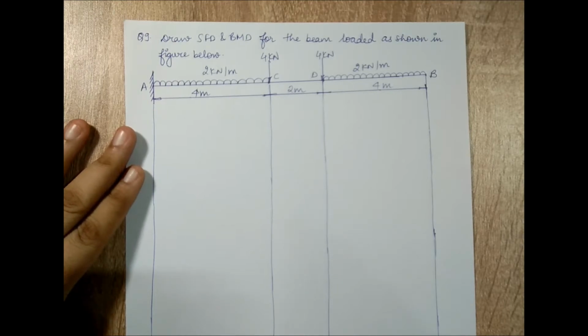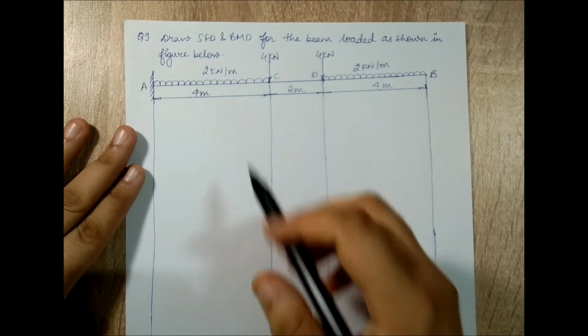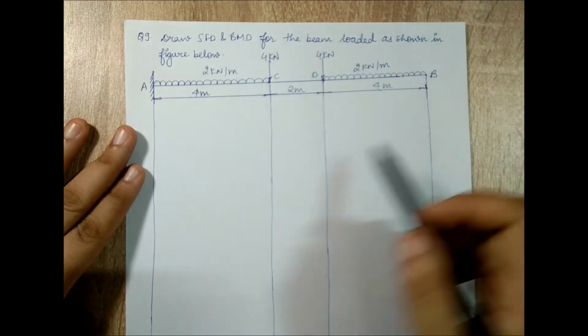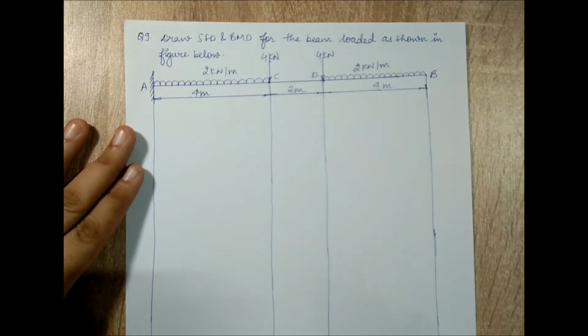Welcome to the next session of Strength of Materials. I am going to solve the ninth question of SF and BM. Draw SFD and BMD for the beam loaded as shown in the figure below. So this is quite similar to the numerical that I have solved in the previous session. I'll just quickly solve this numerical now.